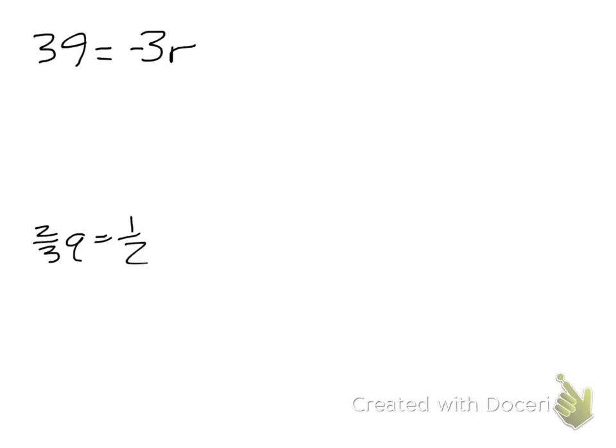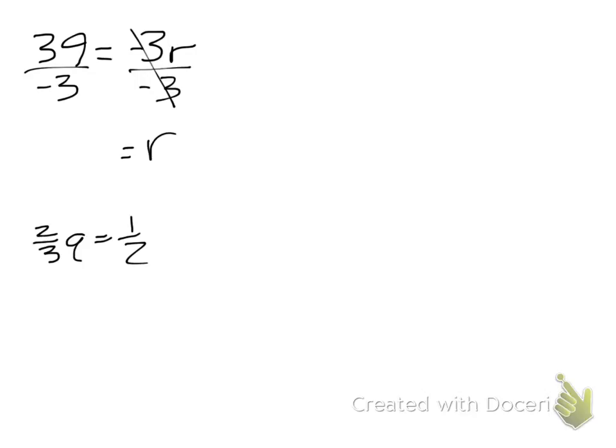The next problem we'll do is 39 equals negative 3r. I want to get r by itself. But if I was to read that, it's negative 3 times r. Divide what? Divide both sides by negative 3. To undo multiply by negative 3, I'm going to divide by negative 3. The negative 3's will cancel, leaving me with a positive r, because a negative divided by negative is a positive.